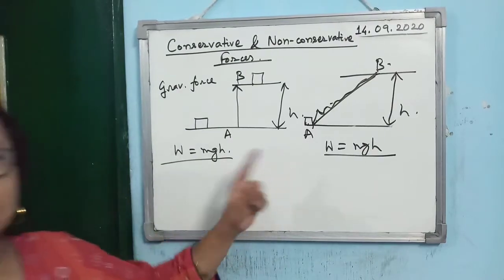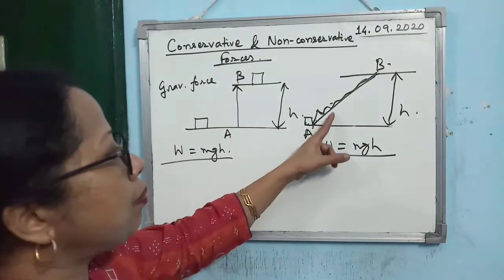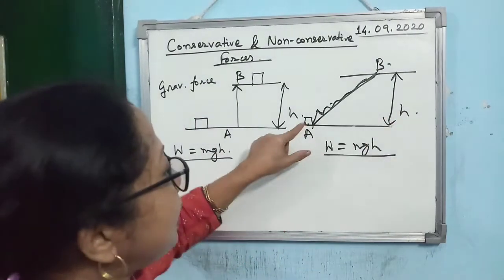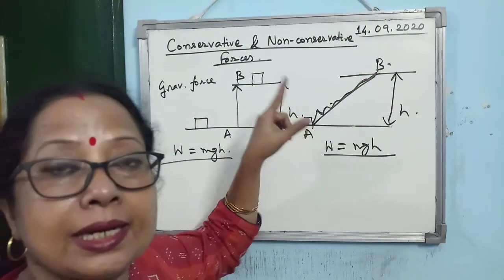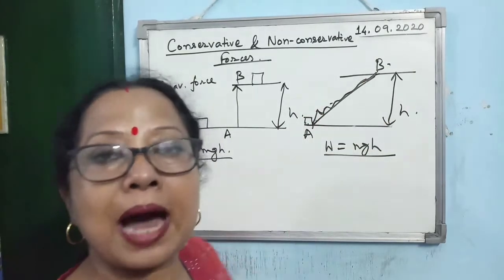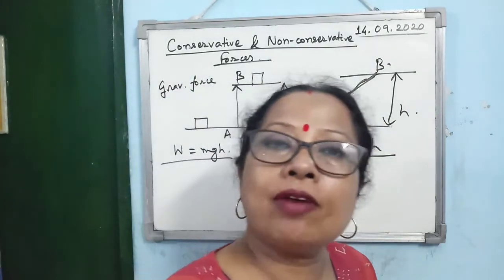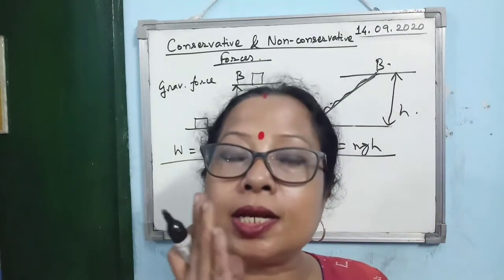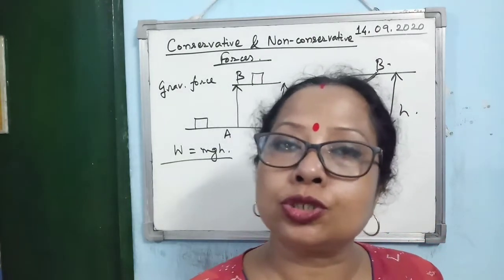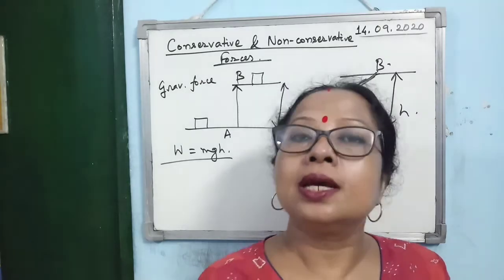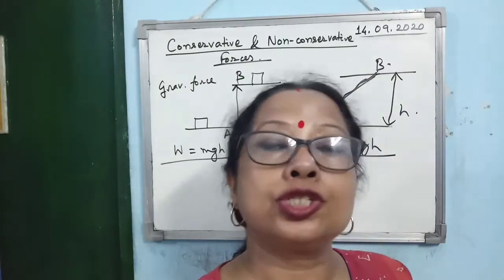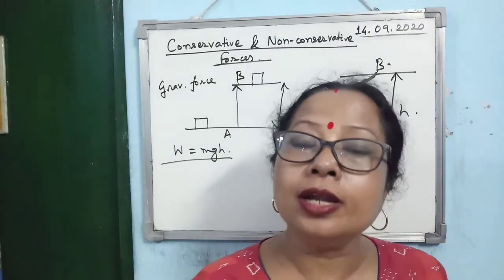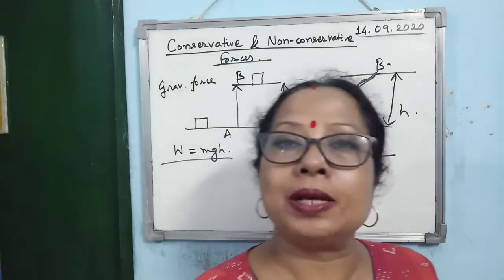So what comment can you make? That work done by the gravitational force depends on h, meaning the initial and final position. It does not depend on the path. So gravitational force is a conservative force. This is the first condition for a force to be conservative: the work done by the force should be independent of the path and should depend on the initial and final position.